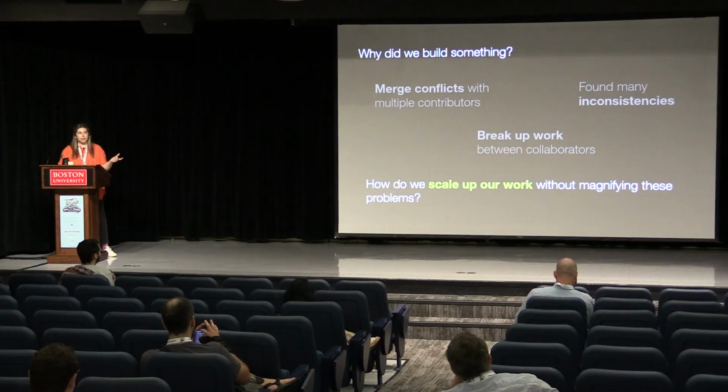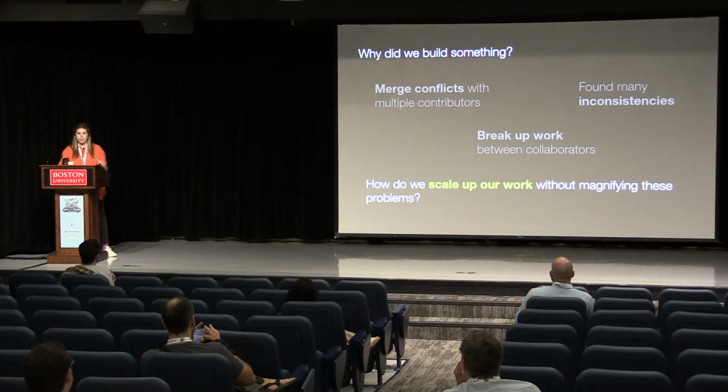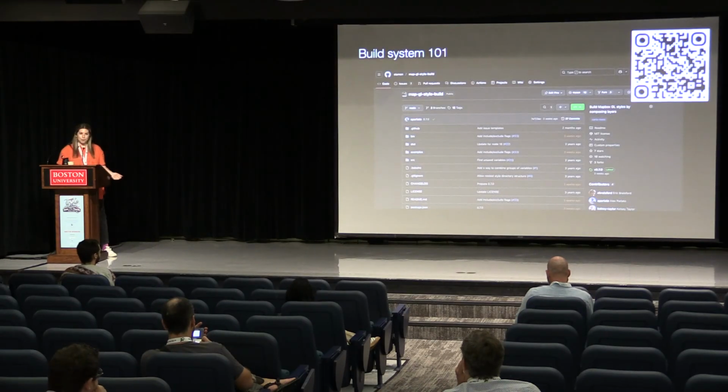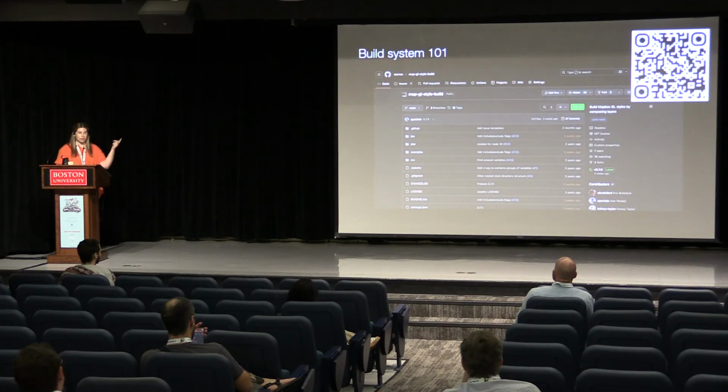And then think about how these problems are magnified when you have dozens of maps that you're creating for a specific project. We did not want to do that. We wanted to be able to scale and have it all work together efficiently, to create a cohesive set of maps that work together. And so we created this tool a few years ago now. I might call it the build system, the style builder. The official name is MapGL Style Build. You can see it there if you visit us on GitHub or check out that QR code.